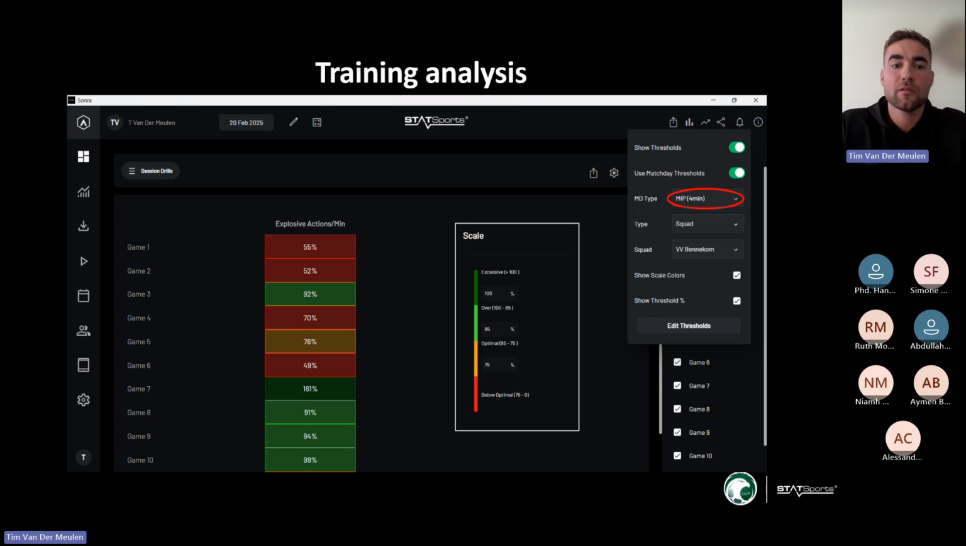So with this information, you can make even better decisions for future training sessions in order to set different goals and improve the physical output of your players based on explosive actions per minute.